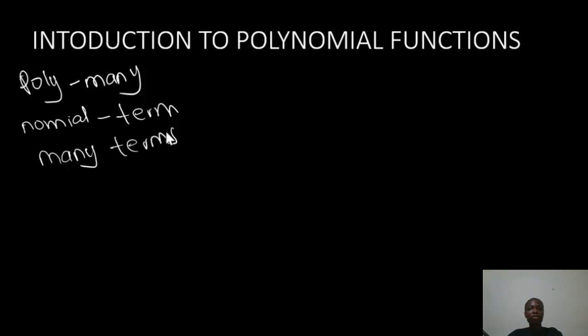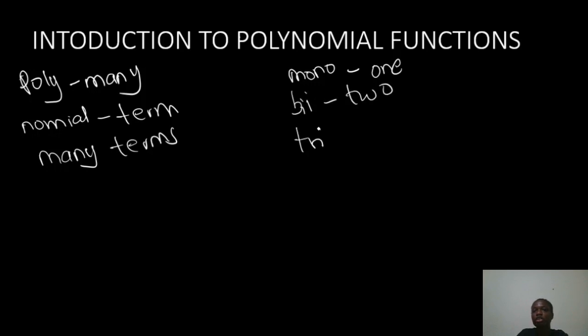So mono means one, bi means two, and tri means three. If you add the nomial to it, here you are going to get one term, here you are going to get two terms, here you are going to get three terms. So a monomial function is a function that has just one term. A binomial function is a function that has two terms. A trinomial function is a function that has three terms.